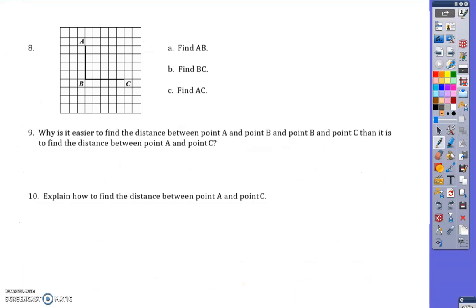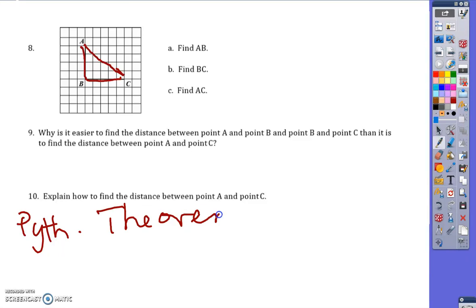So I'd like you to go ahead and finish describing this. AC should be drawn in. I don't know if it is in your book. I hope it is. And go ahead and see what's going on. Find those lengths. Remember, you might want to use the Pythagorean theorem, and then answer question 9, explain why it's easier, and then explain how. I think I gave you a hint with the Pythagorean theorem. And so then that will be part of your homework to finish that.